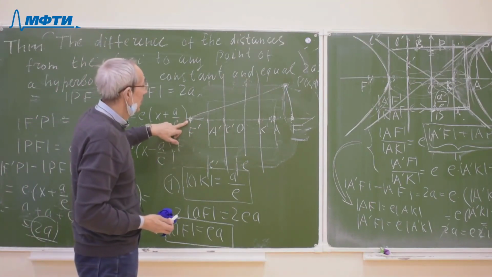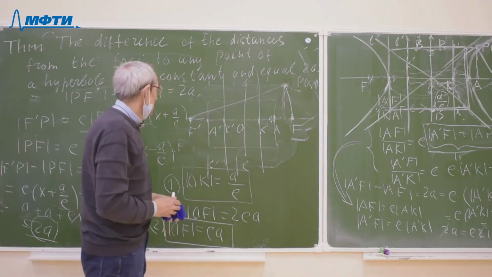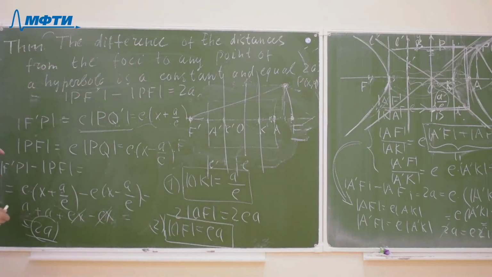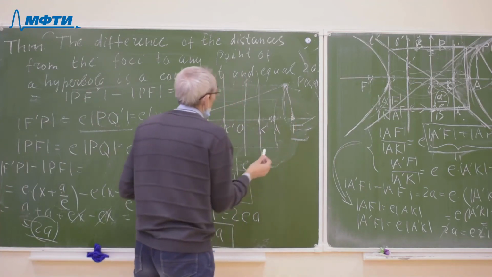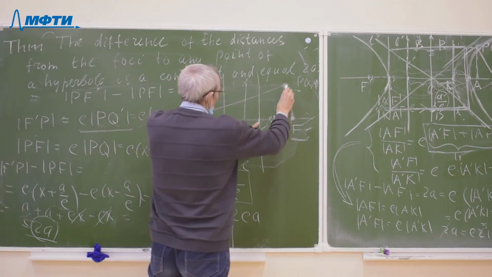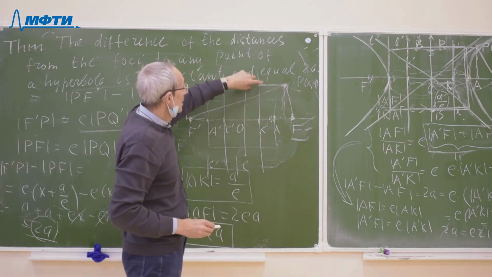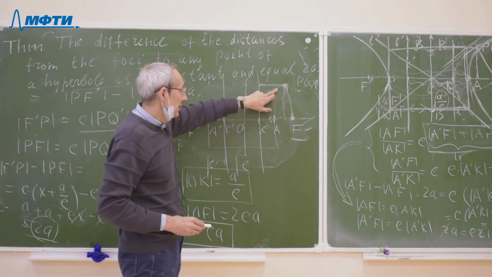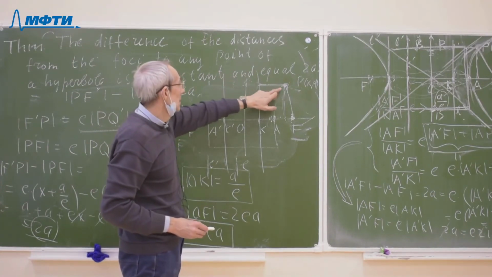And I am going to consider the difference between this distance and this distance. I have two basic relations which define the hyperbola. This distance is equal to the distance from this point to the directrix multiplied by epsilon, or E. This is the definition of the hyperbola.